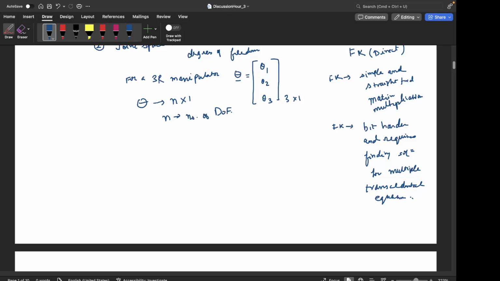Right. So FK and IK. These are the two types of calculations that you would do when you would be dealing with the kinematics of a serial or any robot, right? Okay. Any questions still here?